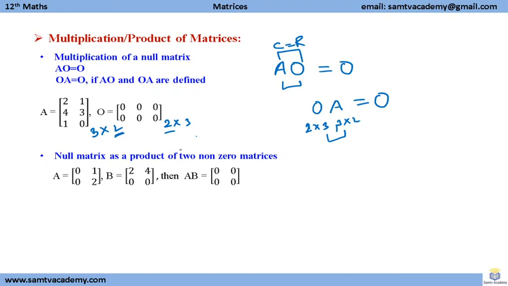So a null matrix as a product of two non-zero matrices. Here it is saying that if we have two non-zero matrices, A and B are non-zero, that they are not null matrices, but some of their elements are 0. So in some cases it is also possible that if we multiply two non-zero matrices, then their product will be a null matrix.